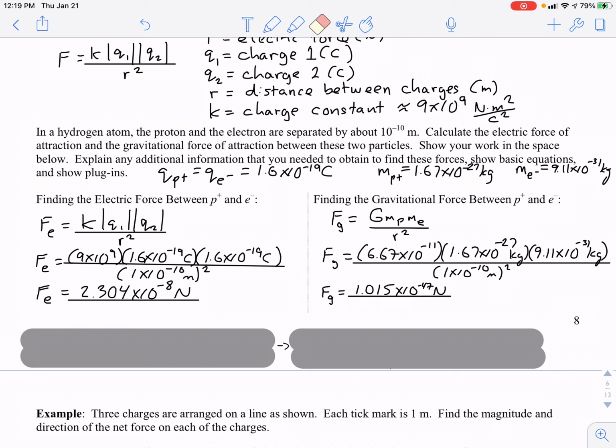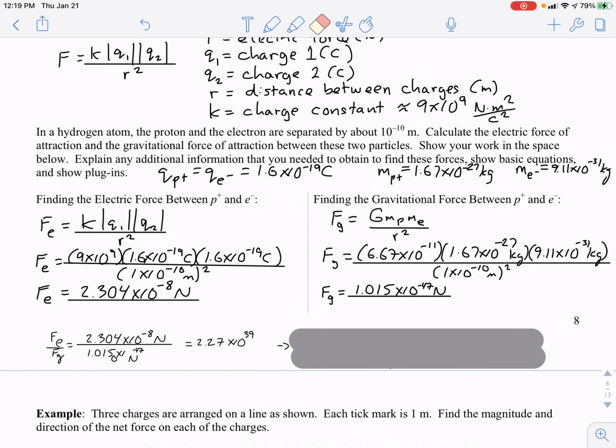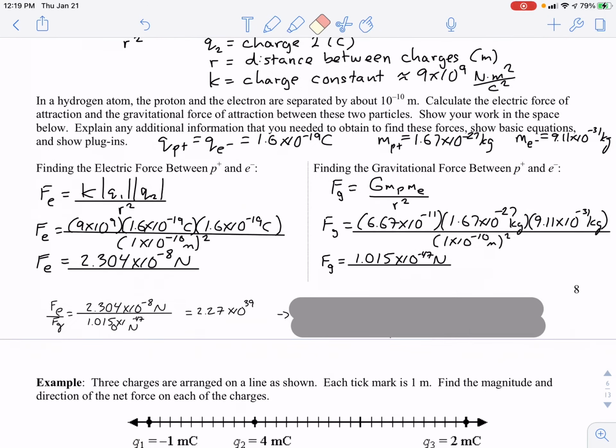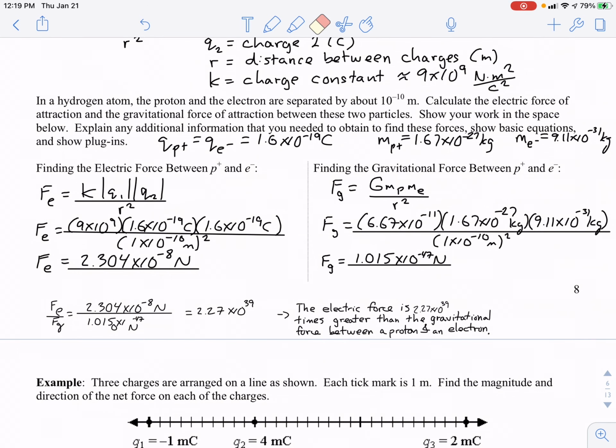As you can see, an electric force is clearly many times larger than a gravitational force. And if we divided the two, specifically, we can see that an electric force is 2.27 times 10 to the 39 times larger than the gravitational force between a proton and an electron.